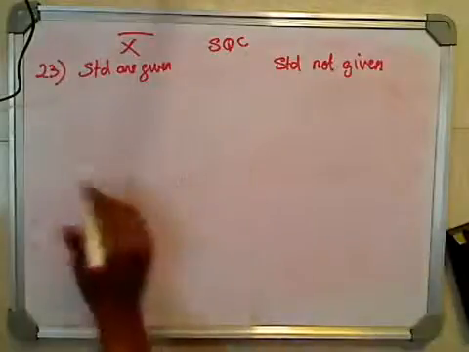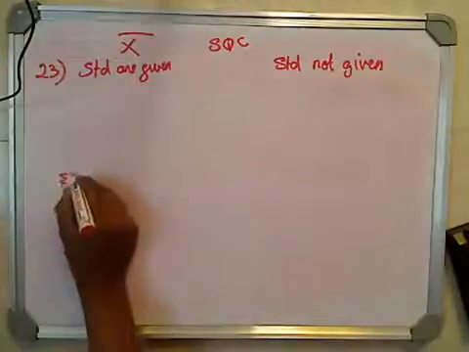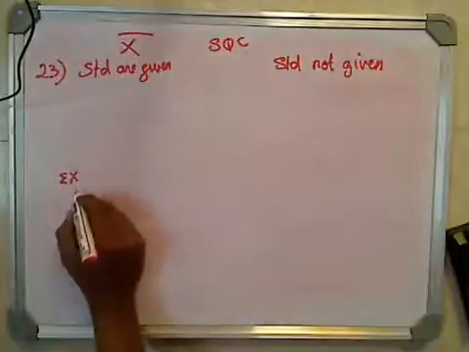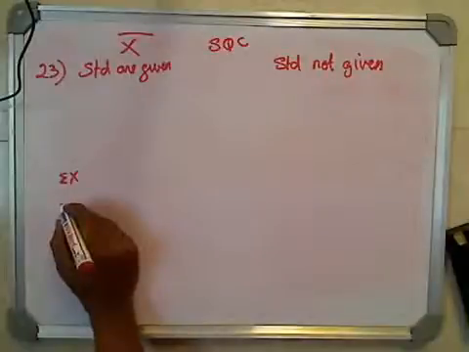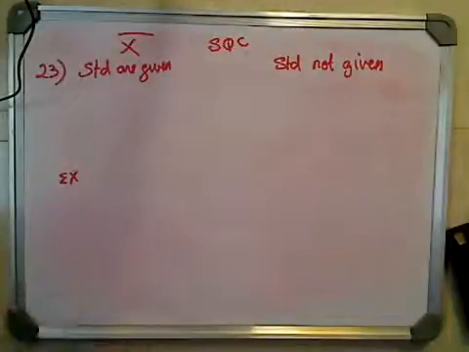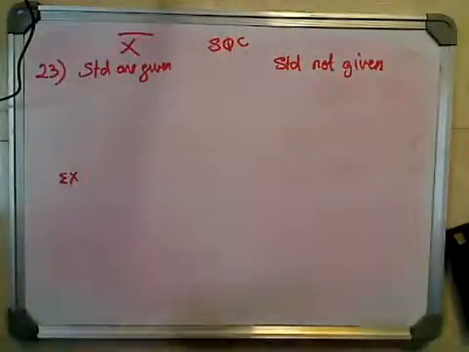Firstly, we need to calculate the summation X. And now, how do you go about calculating this? You just add up the values of the samples that have been given here. For example here, I don't know if you can see. Yeah, I guess you can.